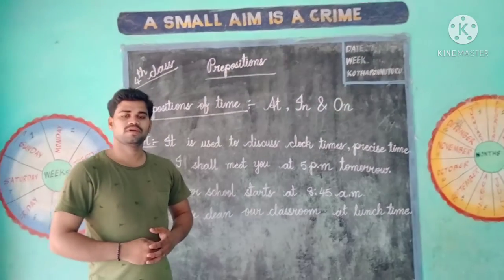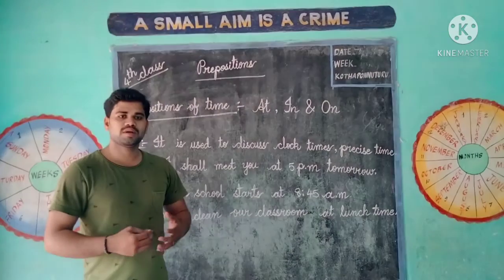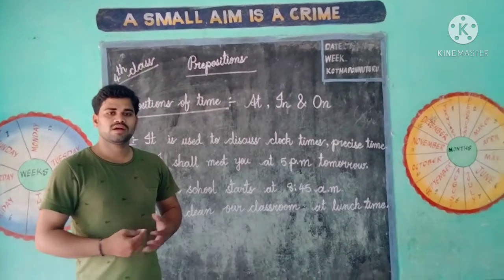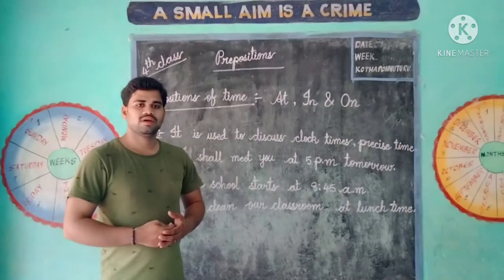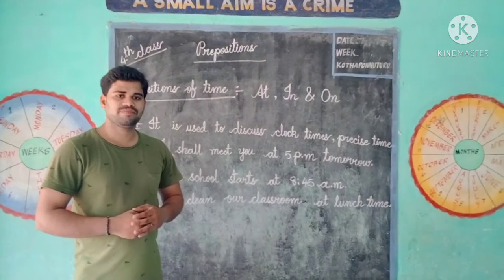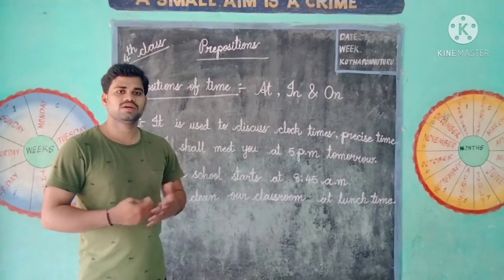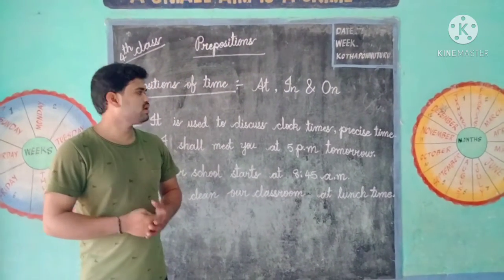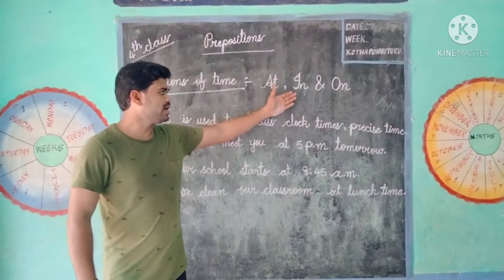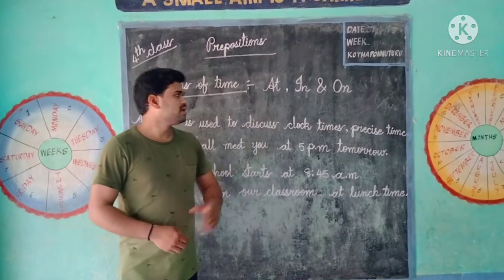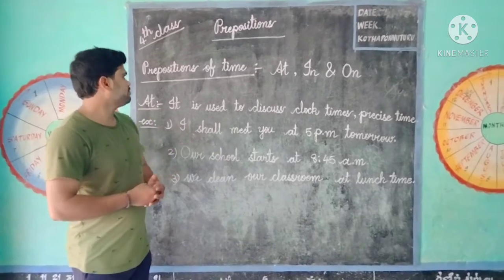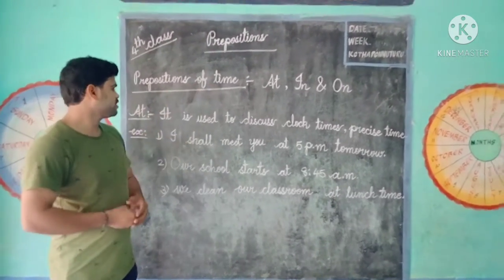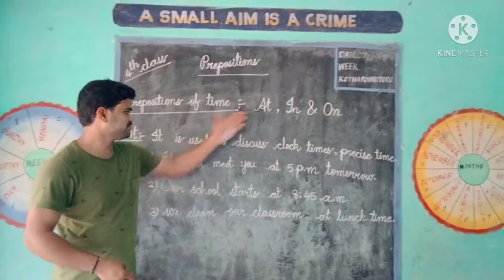Students, we have learnt what a preposition is so far. Now we are going to learn prepositions of time. There are three prepositions that denote time. Those are at, in, and on. These three prepositions tell about time. Prepositions of time. First of all, at.